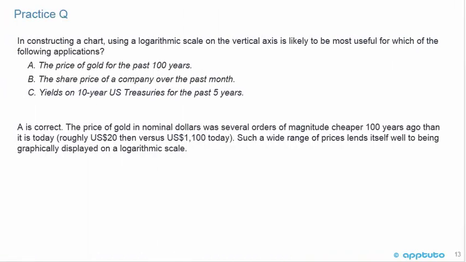And the correct answer for that is A. The price of gold in nominal dollars was several orders of magnitude cheaper 100 years ago than it is today, roughly US $20 then versus $1100 today. Such a wide range of prices lends itself well to being graphically displayed on a logarithmic scale. And that's the last slide for this LOS. Thank you.